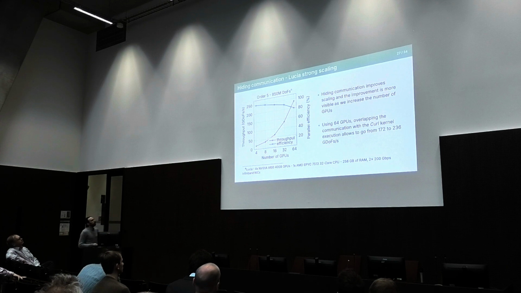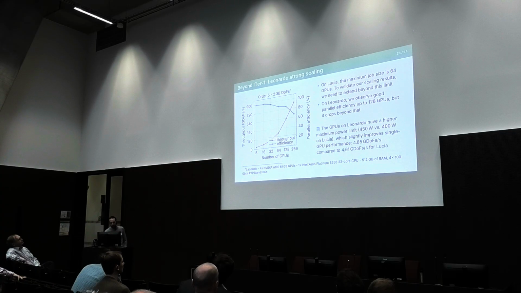And indeed, if we go again on Lucia, we get 80% parallel efficiency for this problem size for 64 GPUs. But 64 GPUs, this is the limit of the number of GPUs we can use on our tier 1, so we want to go further.